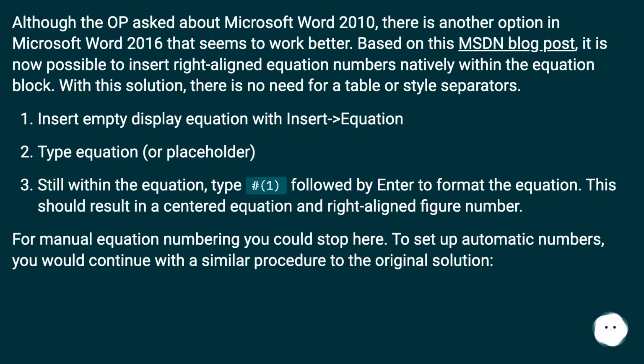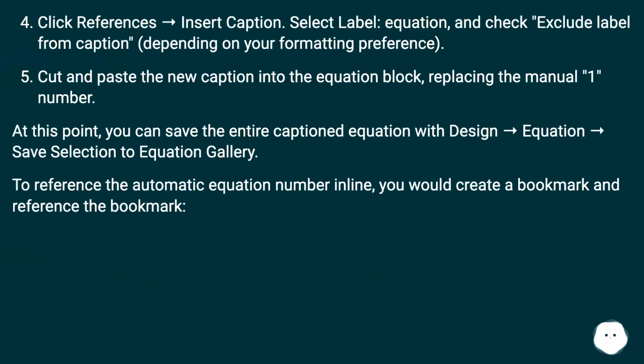To set up automatic numbers, you would continue with a similar procedure to the original solution. Click References, Insert Caption. Select Label, Equation, and check Exclude Label from Caption, depending on your formatting preference. Cut and paste the new caption into the equation block, replacing the manual 1 number. At this point, you can save the entire captioned equation with Design, Equation, Save Selection to Equation Gallery.